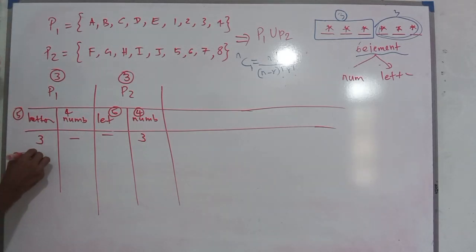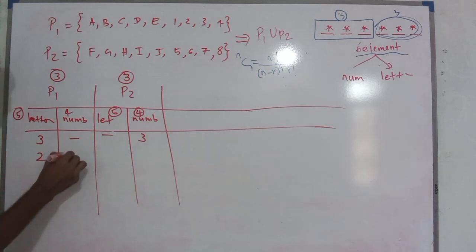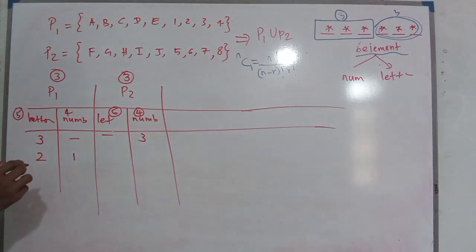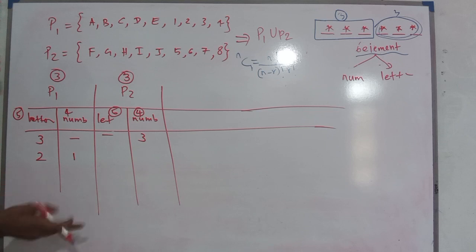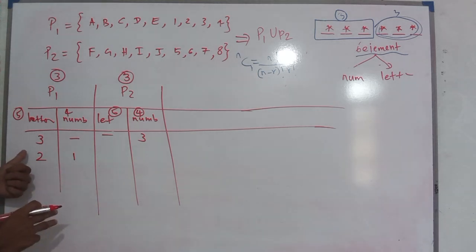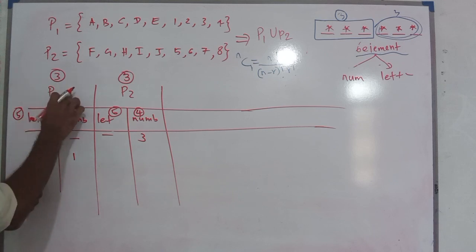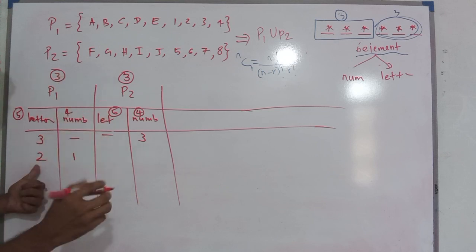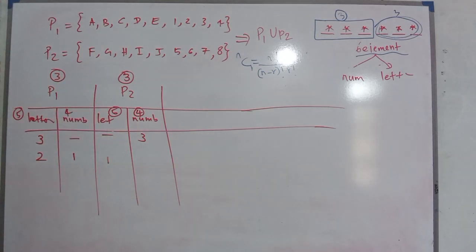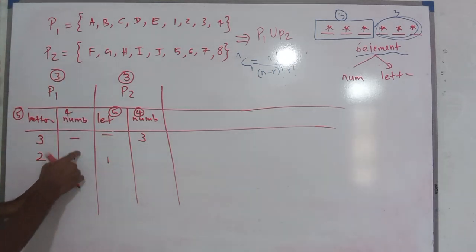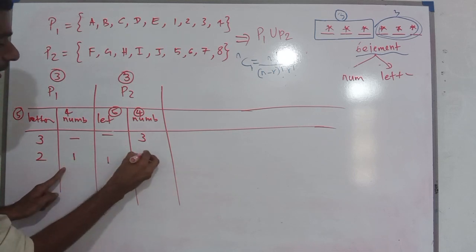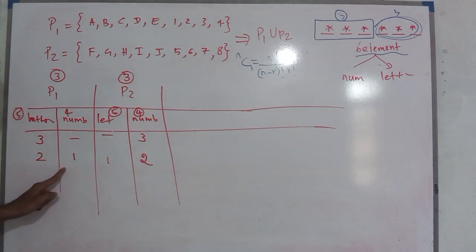Now, if we select two letters, we can select one number from P1 here, right? Now, you see, the password should contain three letters. Now we have selected two letters from P1. One letter we need, so we can get one letter from here. And you see, we have selected one number, so we can select two numbers from P2, right?